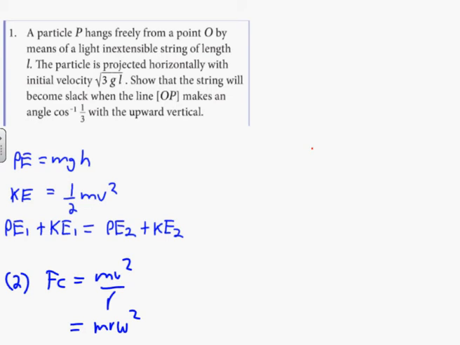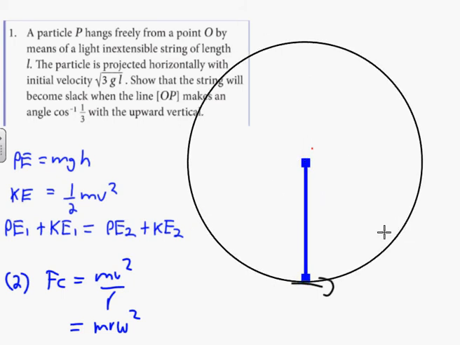We have an object like so. It's currently down here. We give it an initial velocity. I'll make this a bit shorter actually. So we hit it with a motion, okay? And then what's going to happen is this here is going to keep going upwards. The pendulum goes upwards, and then eventually it's going to reach a height where it becomes slack.